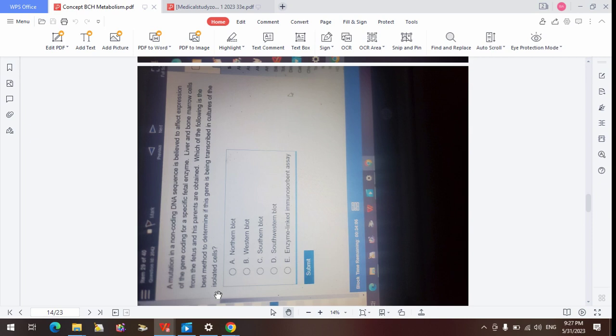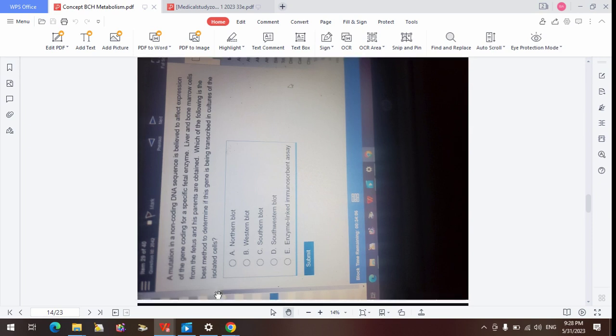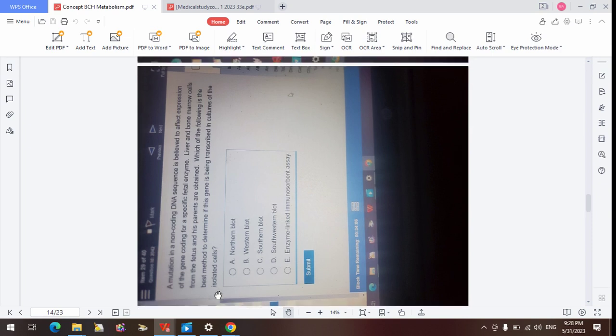Anybody? What test are we going to do to determine if the gene is transcribed? Southern, Northern. Yes, I know, that's why I'm reading it. Okay, thank you. Northern.